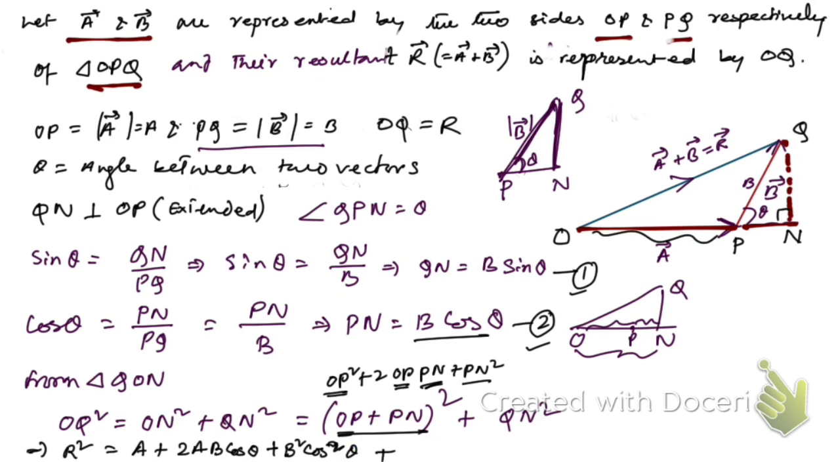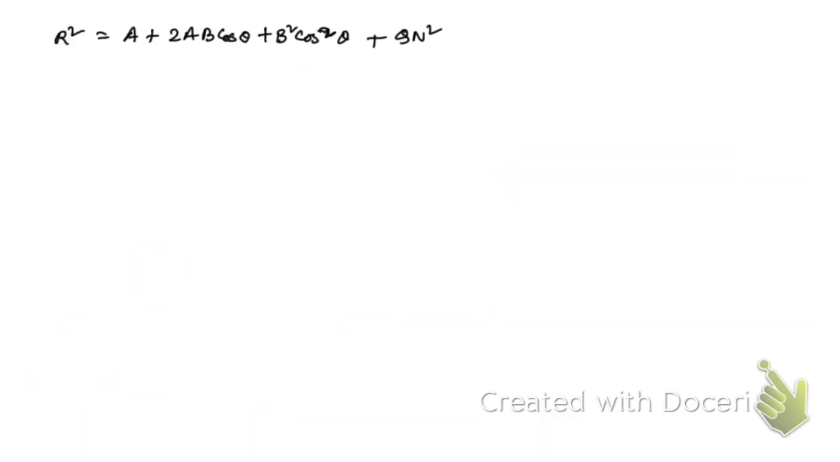Then plus we have Qn square. So now let me copy this last step and let me take a new slide. So here let me write using 1 and 2. Okay, so this is the last step we have got.